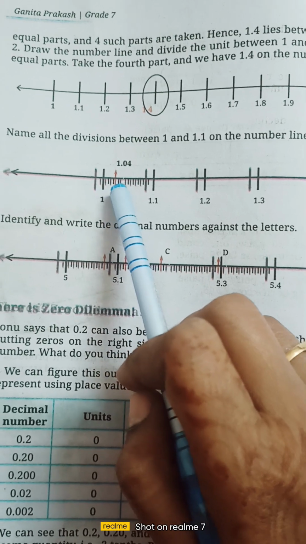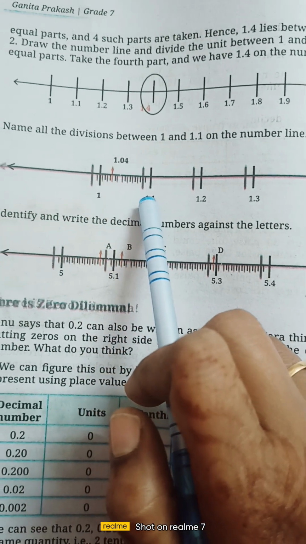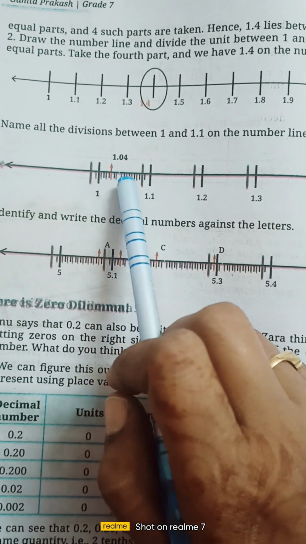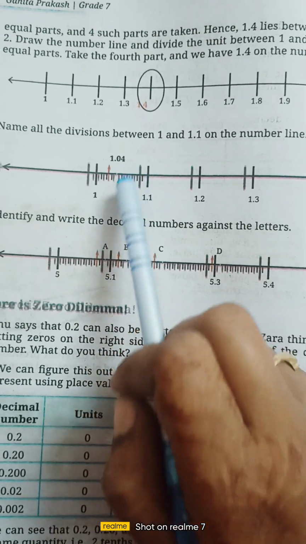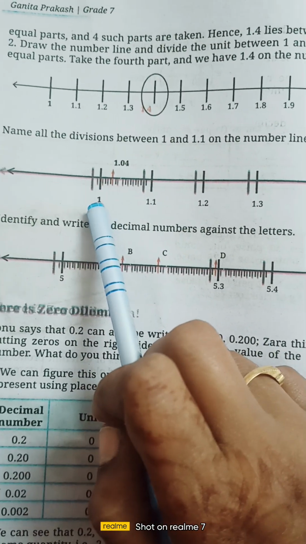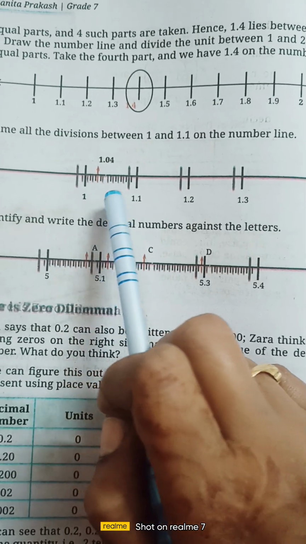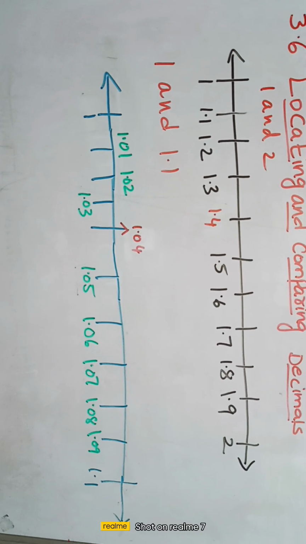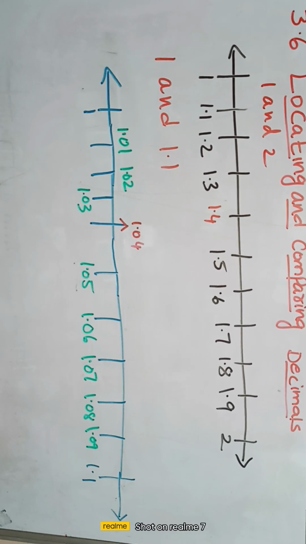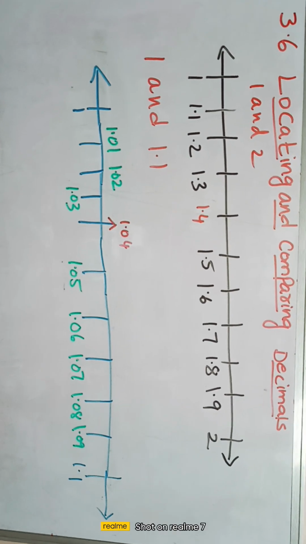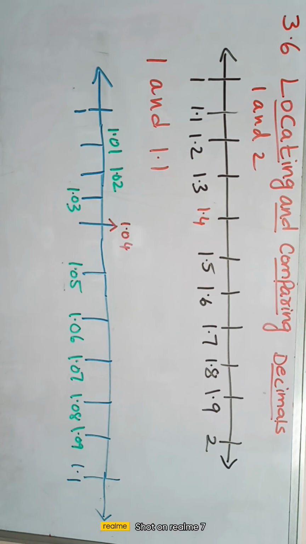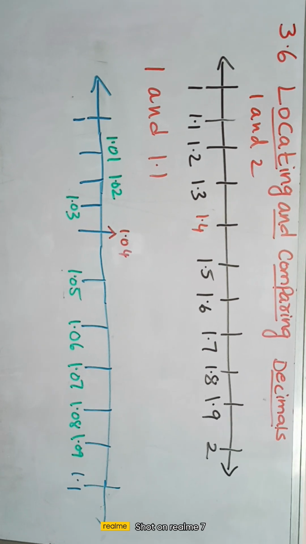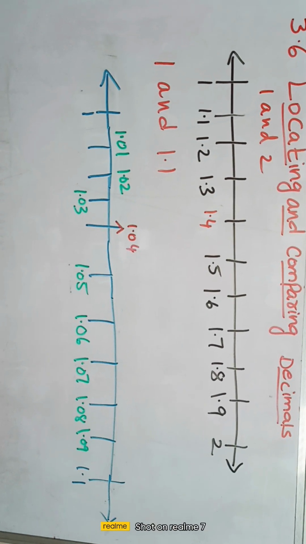Here some points are given. Between 1 and 1.1 on the number line we have to write the divisions. Here 1.04 is already given, and we have to write the other such parts here. Here 1 and 1.1. 1.01 means it is a hundredth part. 1.1 and 1.2 on the above line are tenth parts, so we are directly writing 1.1, 1.2. Here, for our confirmation, they gave 1.04.